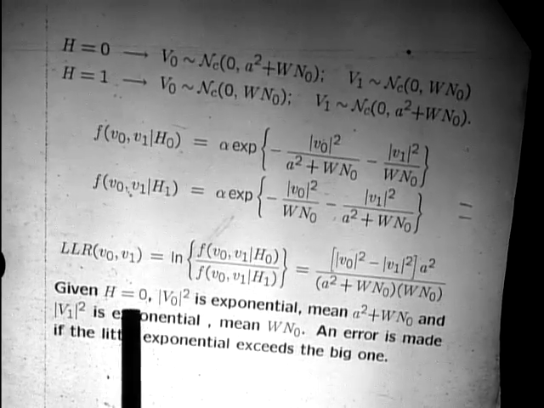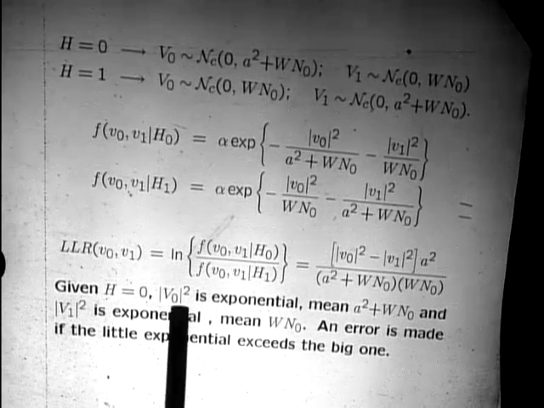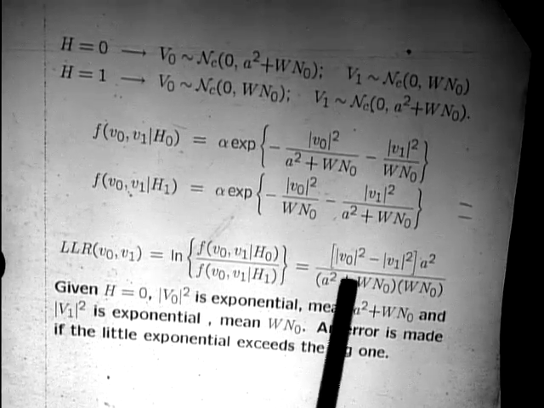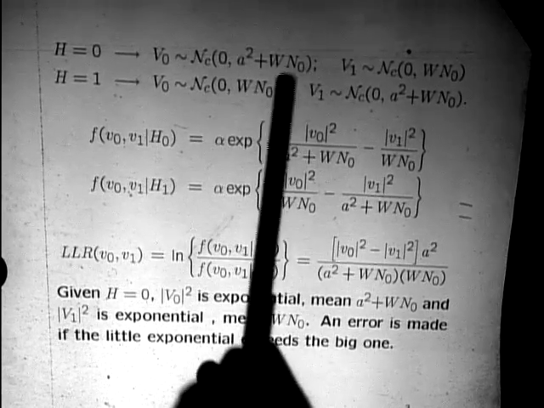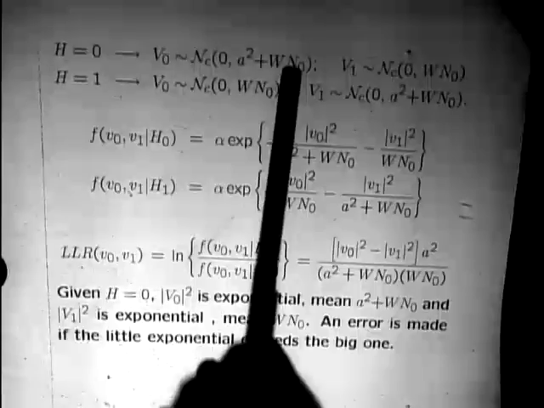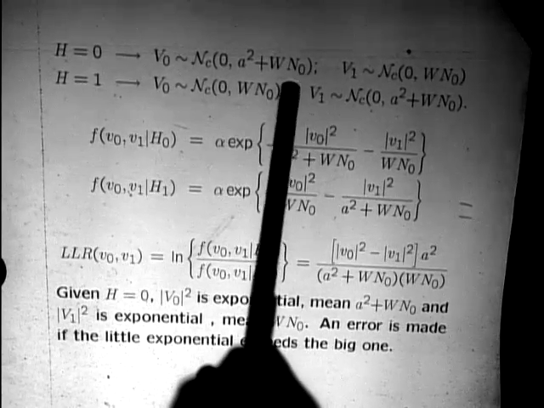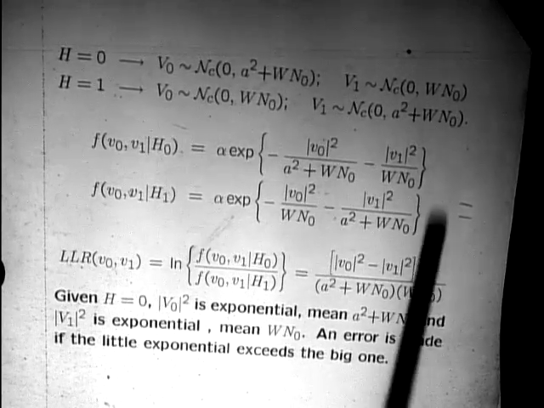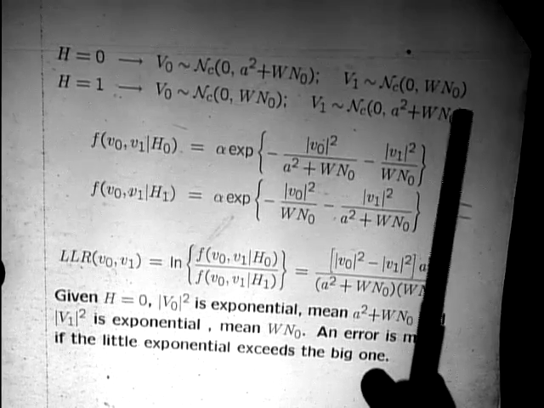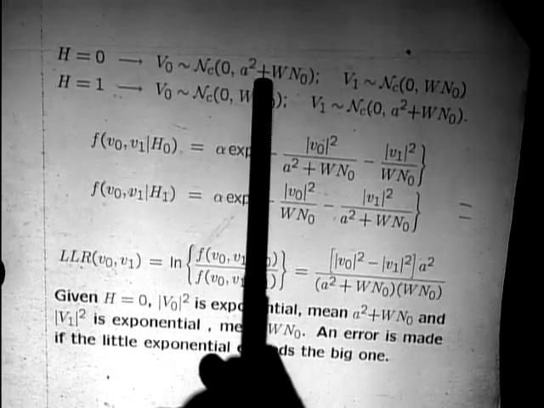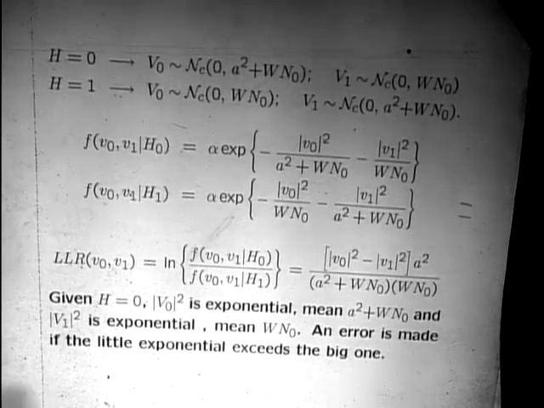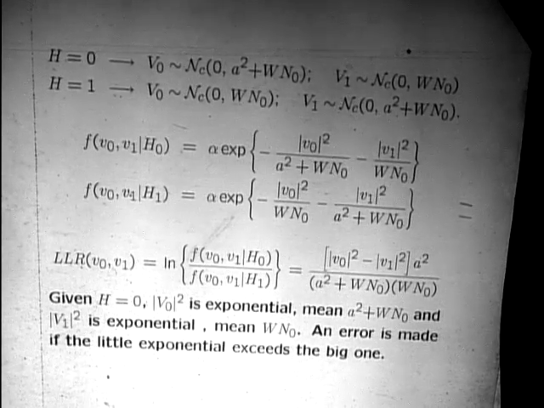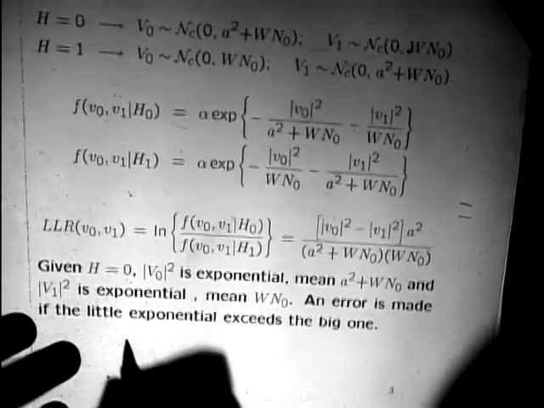If we actually transmit 0, then V0 squared is exponential. It's exponential with this mean. Namely, this is the mean of V0 squared, and V1 squared is exponential with this mean. In other words, this is a big exponential, and this is a little exponential. The two of them have probability densities that look like this.